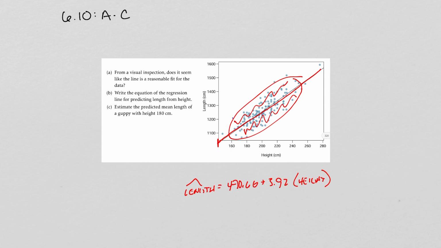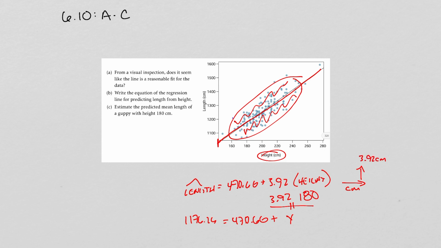Estimate the predicted mean of the length of the equatorial height 180, so we just plug in 180 here times 3.92, which is equal to something. I don't have my calculator with me. Plus 470.66, which is equal to 1,176.26. So that's how you do it. You plug in for every 1 centimeter. For every 1 centimeter change in height, you're going to have a 3.92 centimeter change in length.